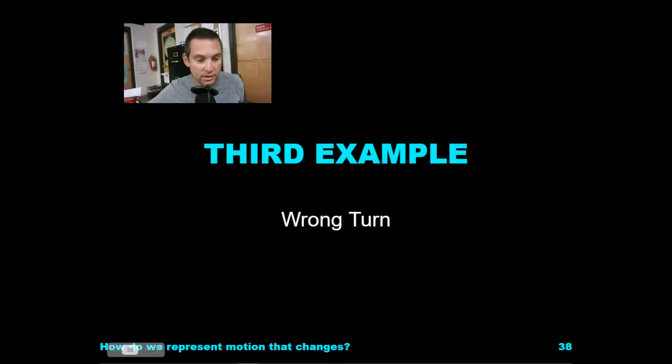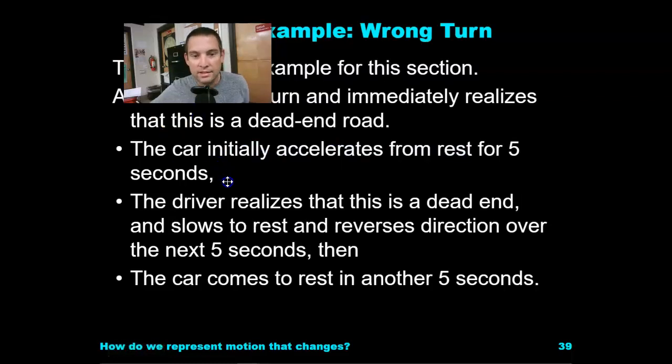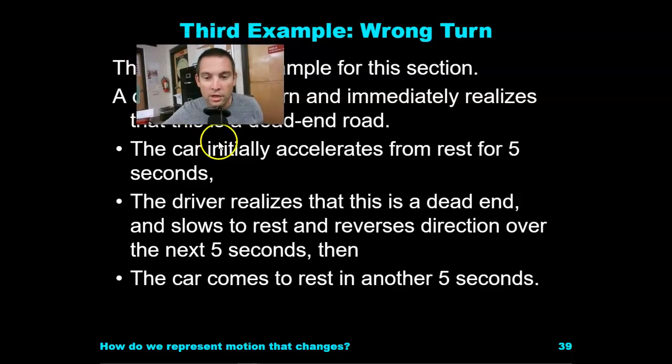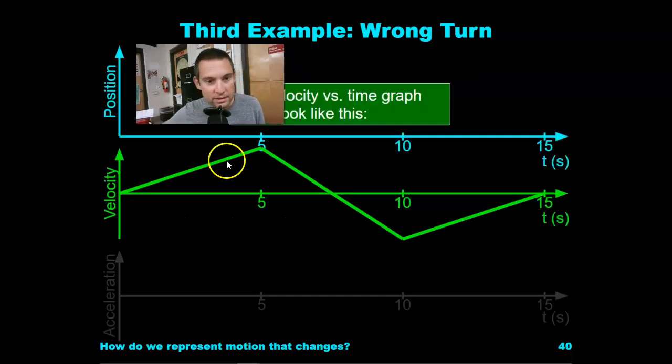Dare I put 2 examples in the same video? Oh yeah. Wrong turn. This is the last example. The driver takes a turn and immediately realizes this is a dead-end road. The car initially accelerates from rest for 5 seconds, then realizes that this is a dead end and slows to a rest, reverses direction over the next 5 seconds, then the car comes to rest for another 5 seconds.